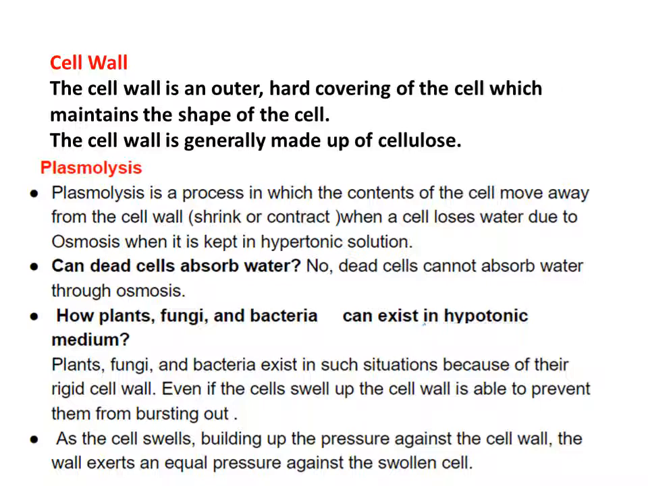How does it happen? Now, when the cell gains water, it swells up, and the content of the protoplasm and the plasma membrane exert pressure on the cell wall. But the cell wall, being rigid, exerts equal pressure on the cell membrane. As a result, they do not burst irrespective of how extreme the hypotonic medium is.